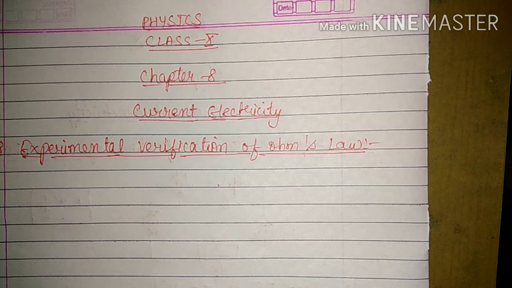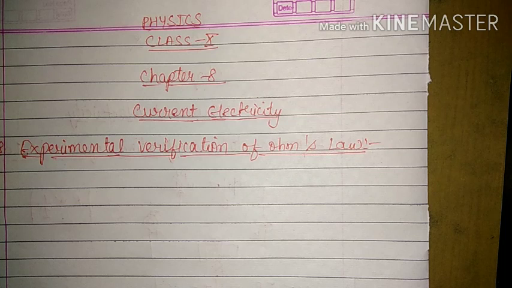In the last class we discussed Ohm's law. We know that Ohm's law states that the amount of current flowing in the circuit is directly proportional to the amount of potential difference applied at its terminals. And today we have to see its experimental verification.